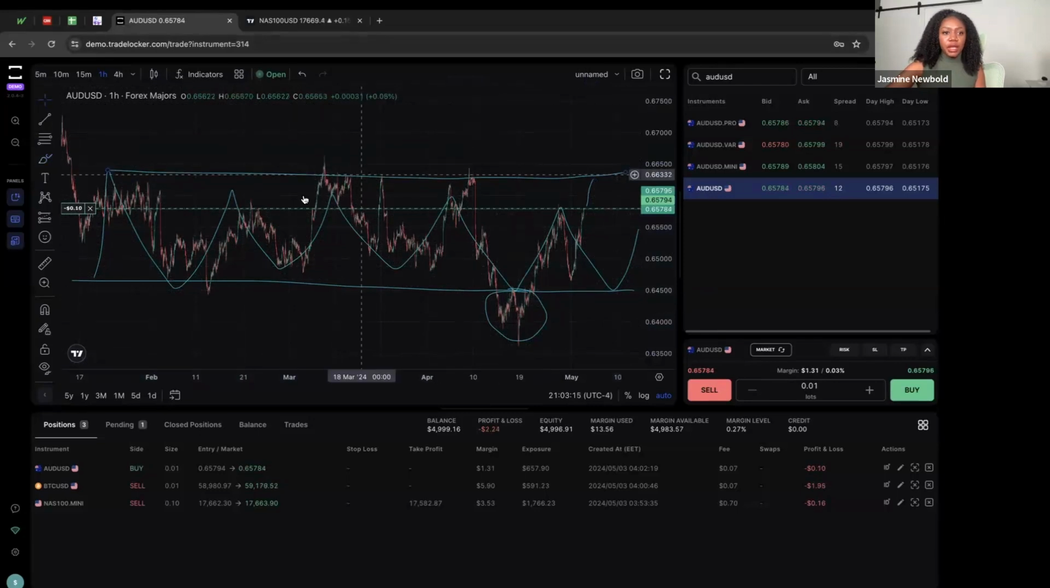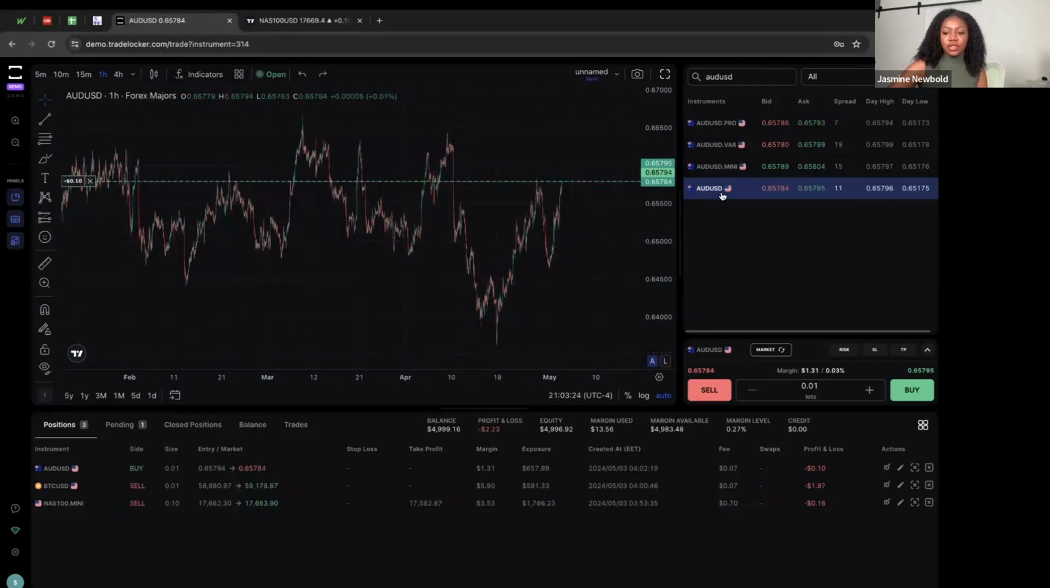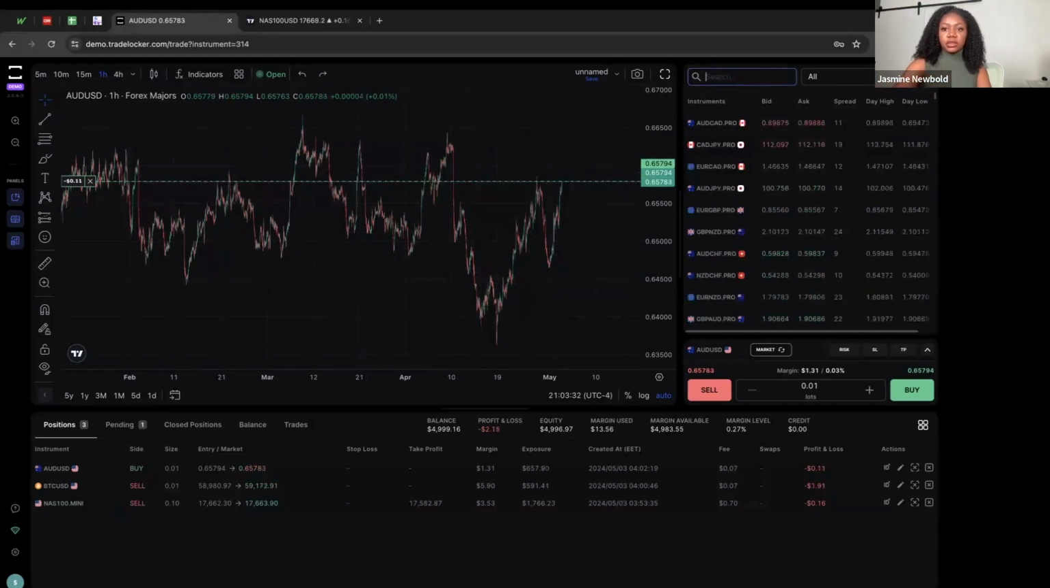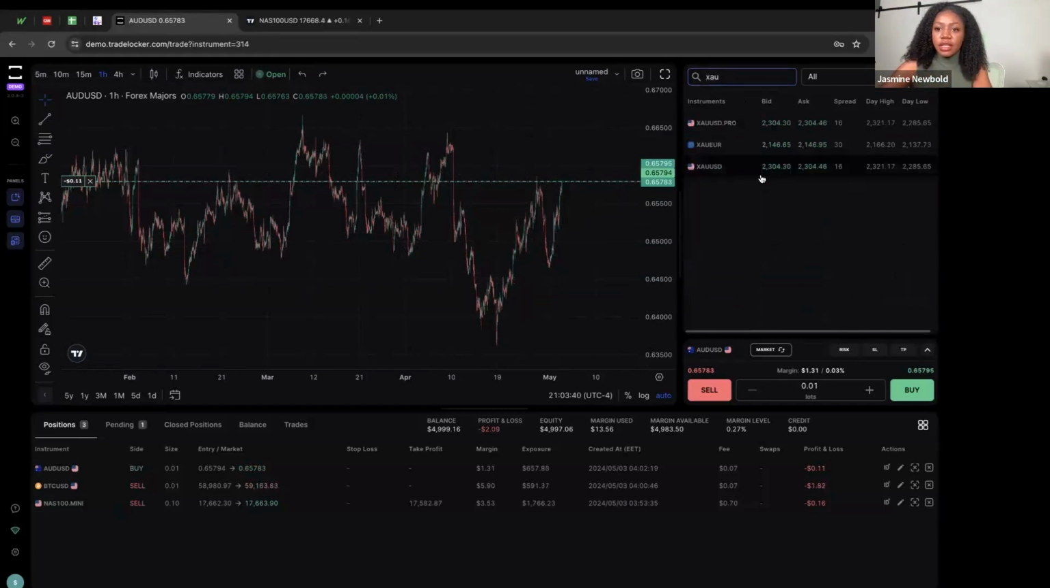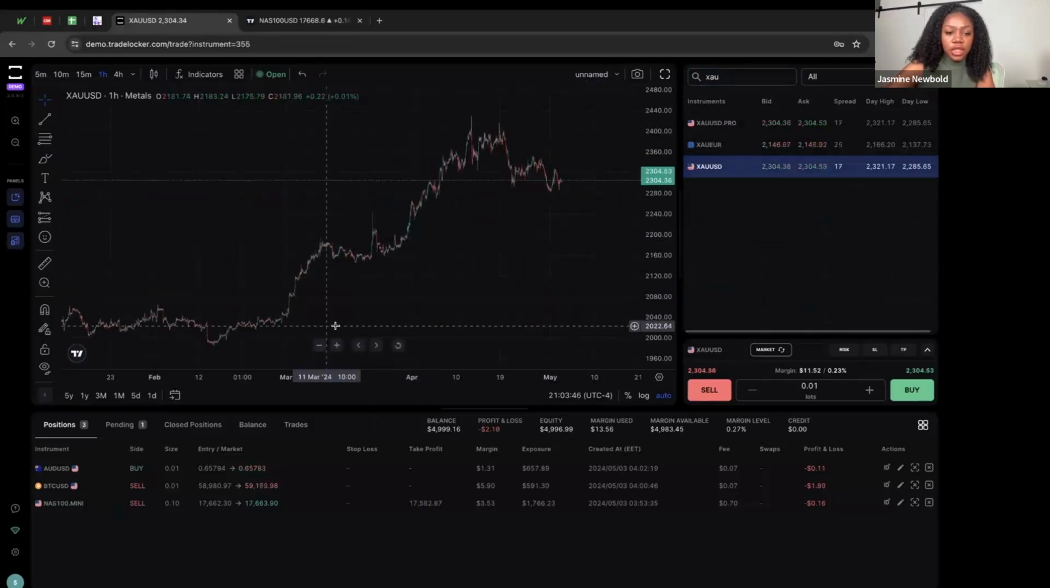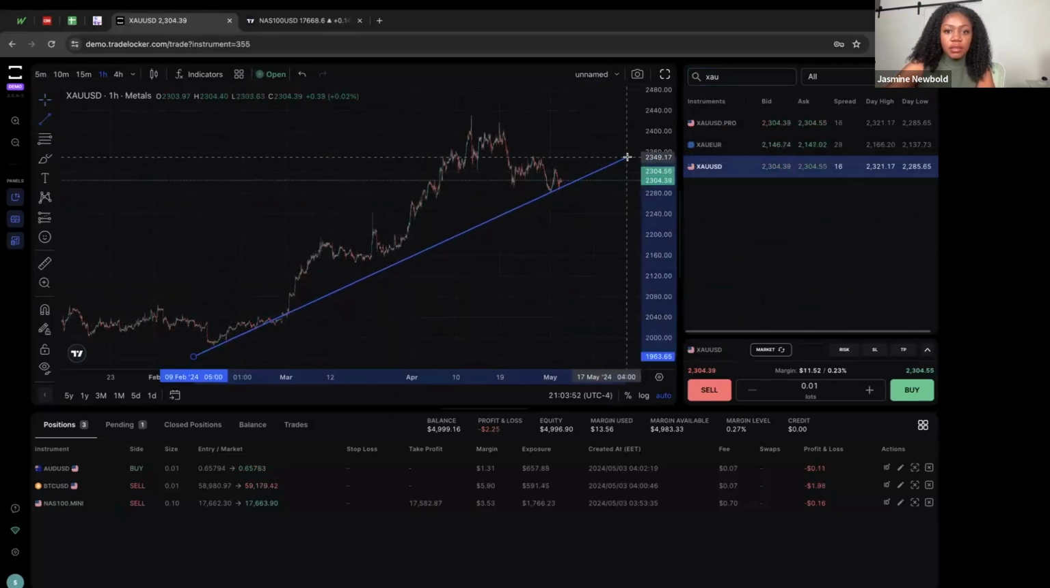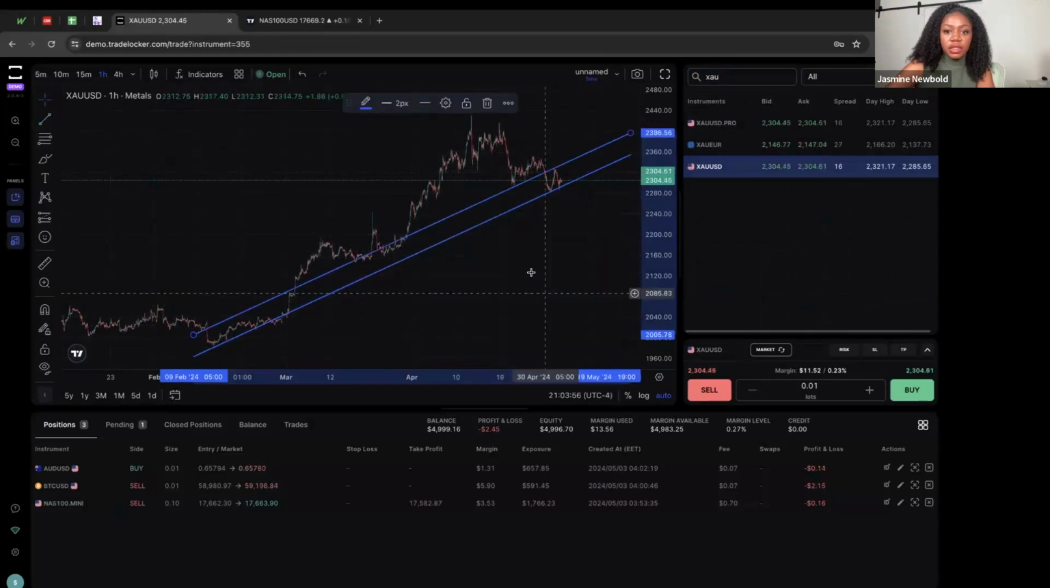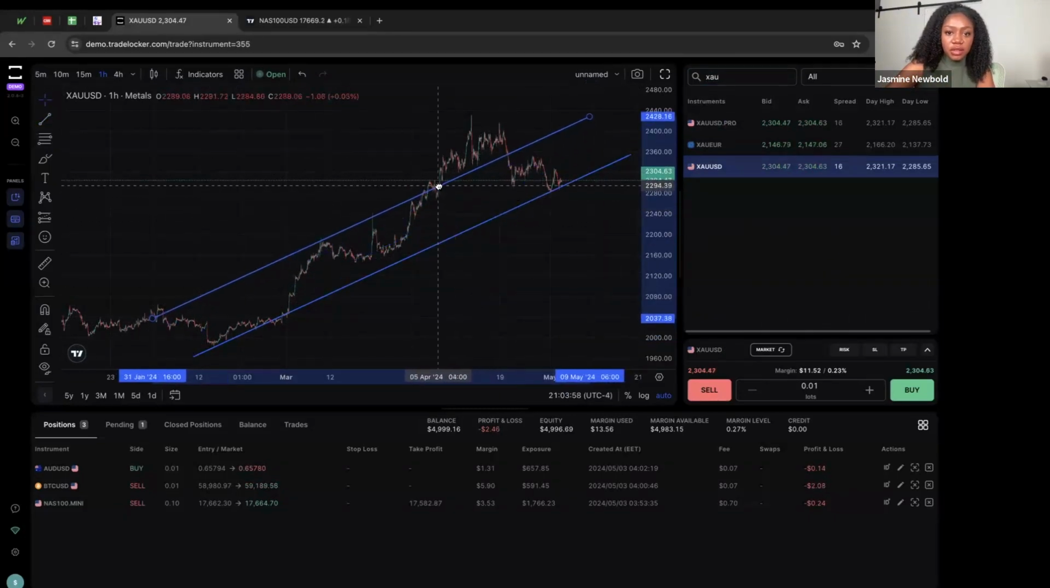It's just repetitive. Personally, I prefer to look at charts that have a clear uptrend or a clear downtrend, so you can make more money on those in the long run. XAU USD, this is gold. See, it's like a clear uptrend. Right now, it's at the bottom of the uptrend, so it's a great buying opportunity right now.